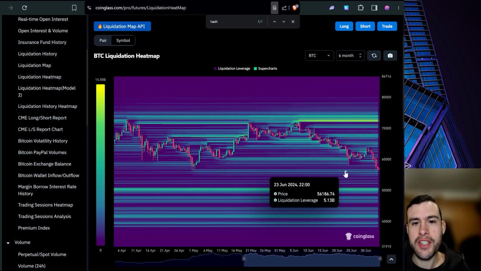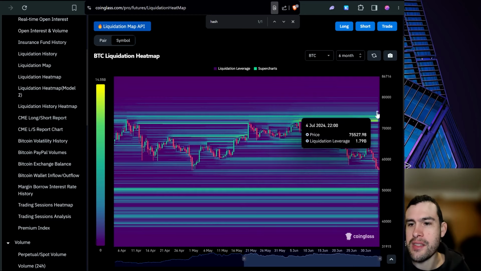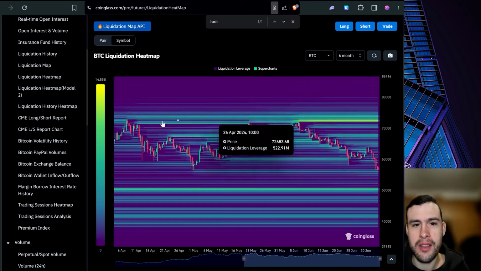So this is the liquidation heat map. This is actually crazy how big the liquidity is above now. We've got a huge cluster right there. There's tens and tens and tens of billions of dollars of liquidity all the way at the top of price now, all the way at the top of this range that we formed since the top in March.